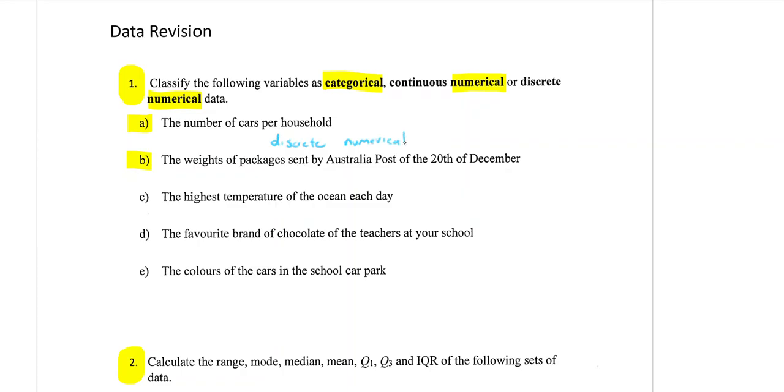Let's try another one. B, the weights of packages sent by Australia Post on the 20th of December. The weights. Weights are also a number. Do weights have to be measured in whole numbers? No. So that will be the continuous numerical.